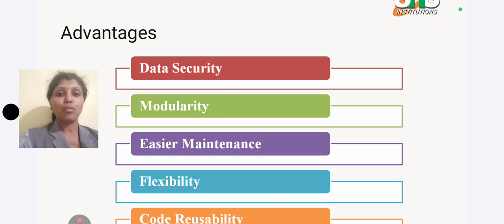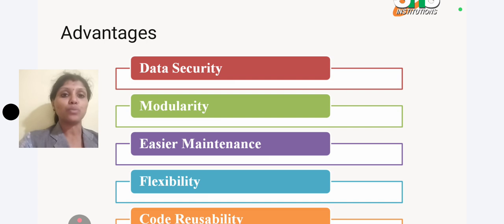The main advantage of implementing object-oriented programming is safeguarding the data in an effective manner. It's none other than data security. So data security is one of the important features of object-oriented programming. And then modularity: module by module we can split the code in order to reduce the errors. For that we can use modularity concepts while developing Python code, as well as easier maintenance.